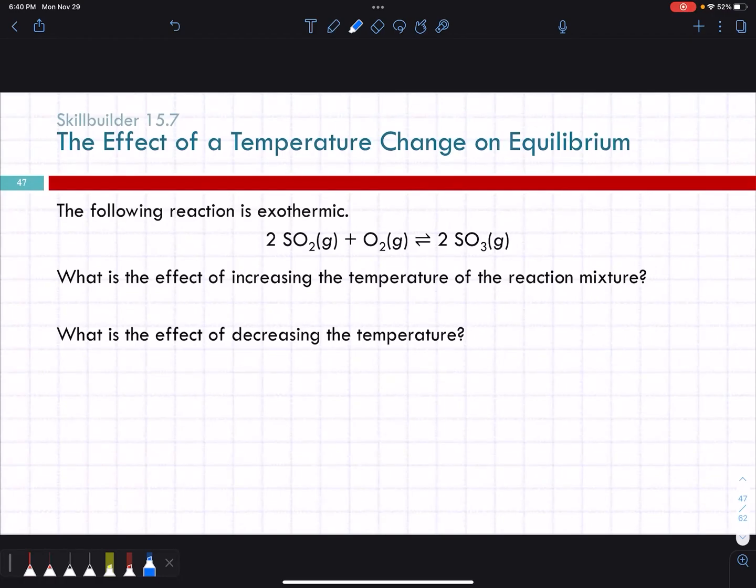So we're given here, the following reaction is exothermic. So heat is one of our products. What is the effect of increasing the temperature of this reaction mixture? Shift to the left. What is the effect of decreasing the temperature? Shift to the right.